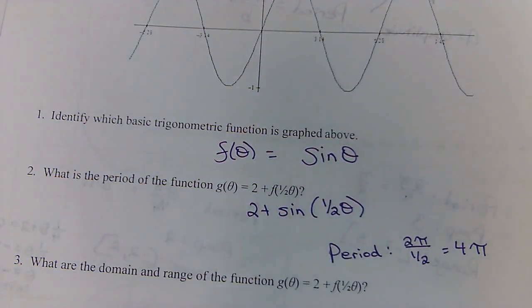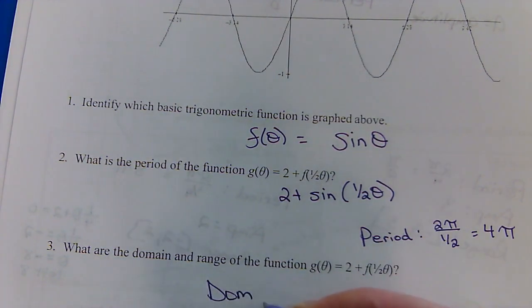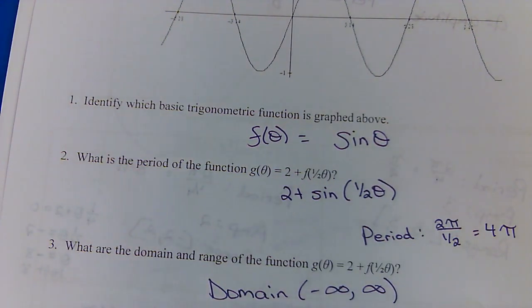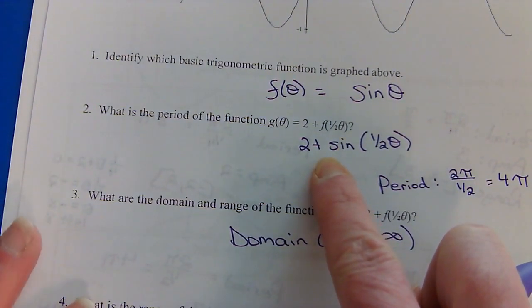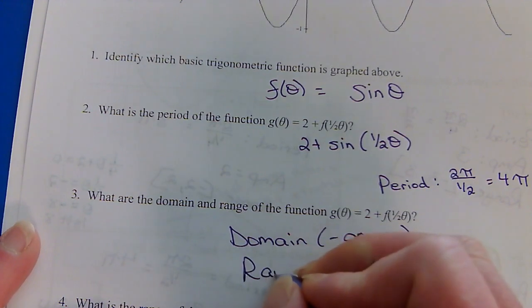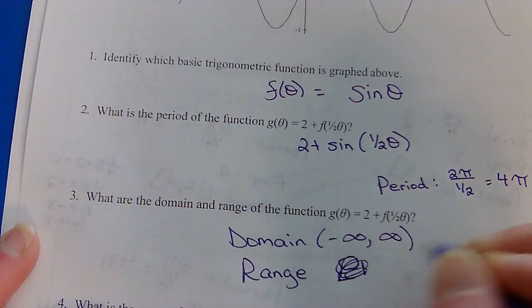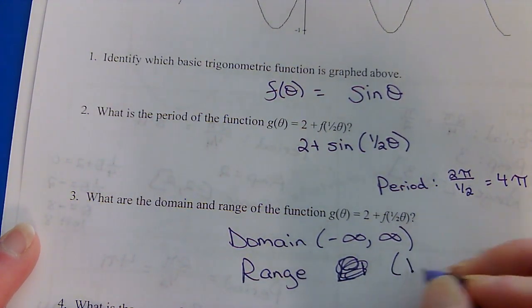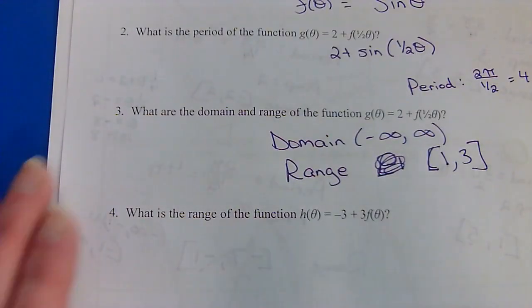What would be the domain and range of that graph? Well, the domain would be -infinity to infinity. If the whole graph is shifted up 2, and my amplitude hasn't changed, then from 2 I'm going down 1, up 1. Woo, that was hard.